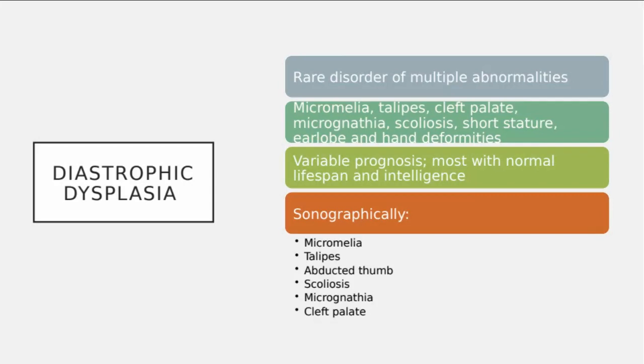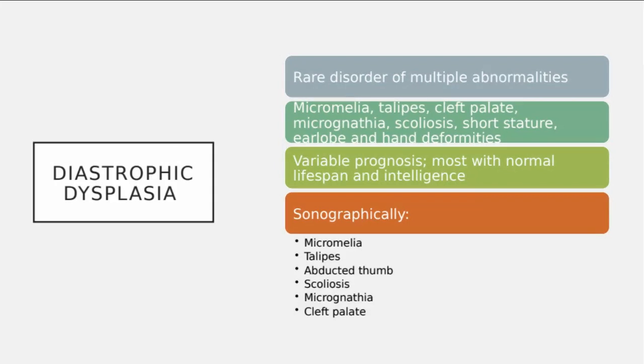So we're not going to miss hand deformities. We're not going to miss cleft palate. We're not going to miss the abnormal relationship of the foot with talipes. We're not going to miss micromelia. We may miss an earlobe deformity, but all of the other conditions that go with diastrophic dysplasia, we're not going to miss those. This is going to have a variable prognosis.